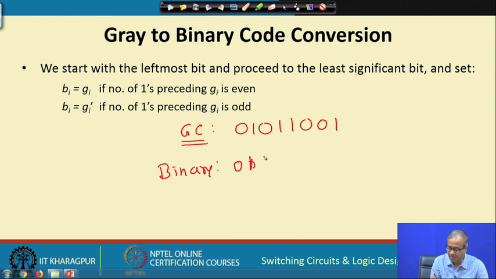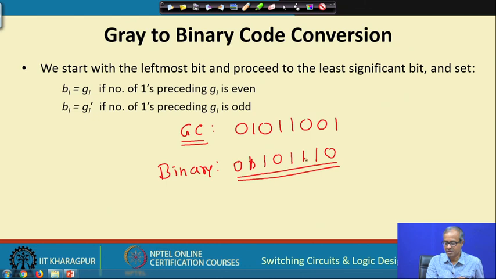1, number of preceding 1s is again 1, which is odd, this will get complemented. 1, number of preceding 1s is 1 and 2, it is even. So, it will be straight away copied. 0, preceding 1, 2, 3 odd, so it will get complemented. 0, again 1, 2, 3 odd, it will be complemented, and 1, 1, 2, 3 odd, this will also get complemented. This will be the equivalent binary number for this. So, you see conversion is not that difficult. If you know the rule, you can straight away convert it like this, fine.